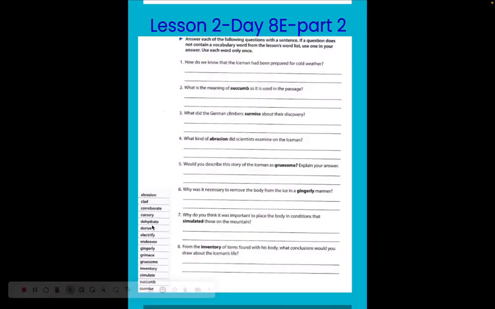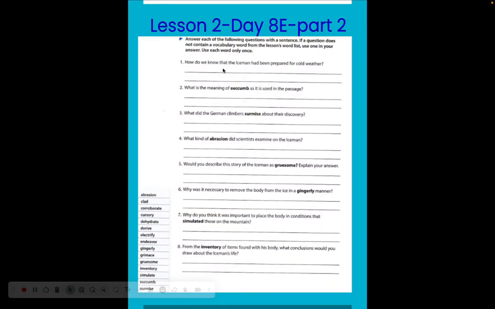So if you wanted to take the list on the left here and cross out the ones that are shown, then we know which ones we have to choose for the ones that are just based on comprehension. So for example, number 1 says, how do we know that the Iceman had prepared for cold weather? I have to use a vocabulary word in this answer that is not from the list below. That's not been used in these other questions in bold.